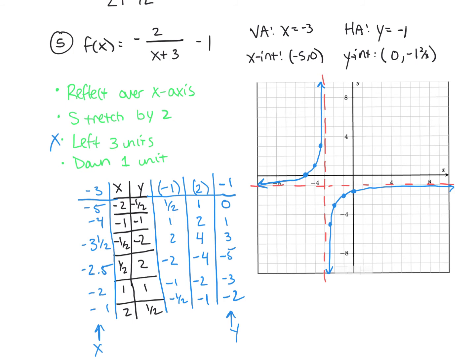You may notice that this is in different parts or quadrants than the parent graph. Remember, the parent graph was up here and down here. But remember, we reflected, so it's switched. So we have this section here and this section here. So hopefully that wasn't too bad. Once you have your features and your table, go through and graph.